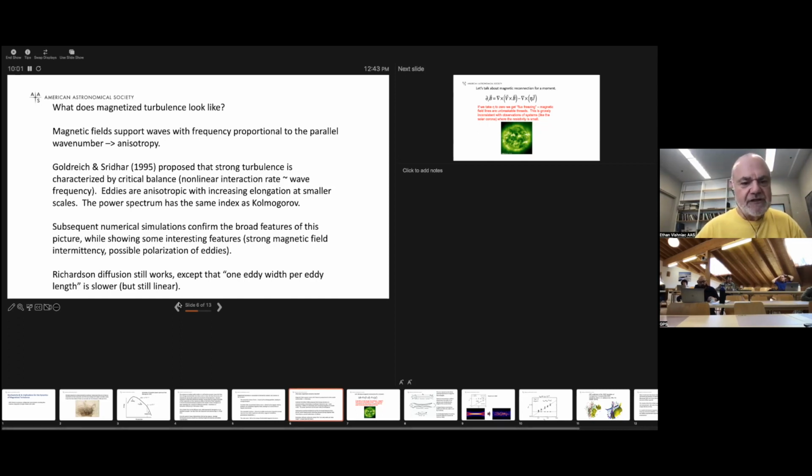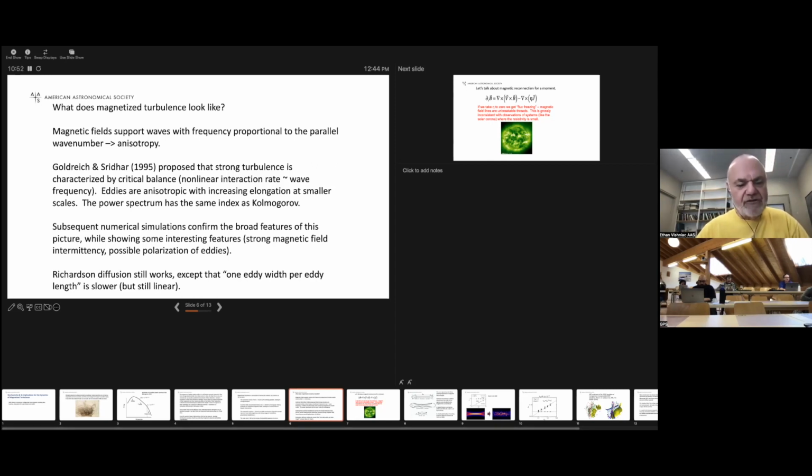Numerical simulations, originally by myself and a student, Cho, also by Jason Maron and Peter Goldreich, showed that this picture is broadly correct, but it shows some funny features, which people are still arguing about. There's stronger magnetic field intermittency. The velocity field intermittency looks very much like Kolmogorov, the hydrodynamic case, but the magnetic field intermittency is much stronger. And it's noticeable even qualitatively if you look at pictures. And then there's the possibility that you get spontaneous polarization of the eddies in local regions so that the waves tend to line up. And the degree to which that increases as you go to higher wave number is subject to strong arguments.